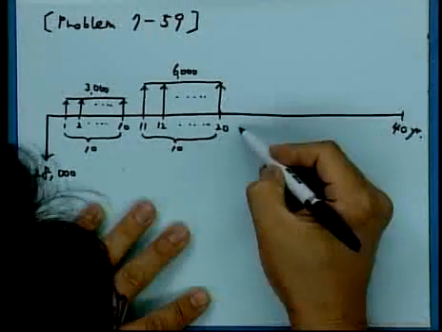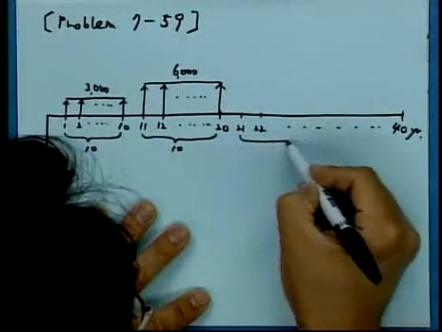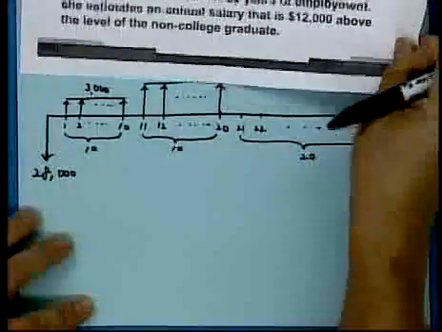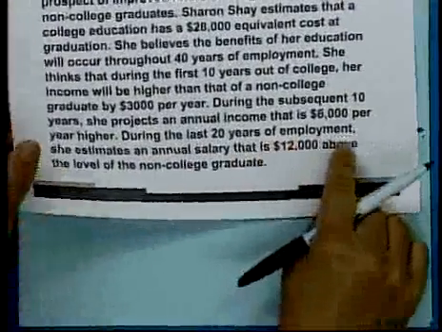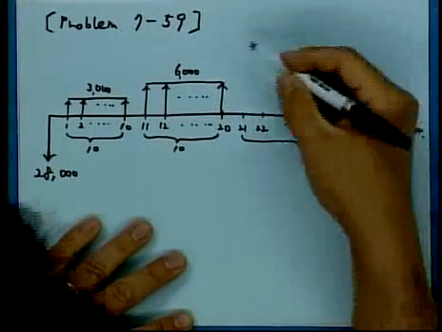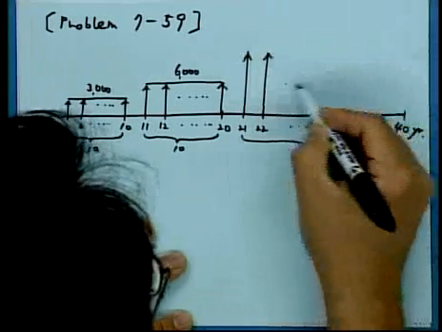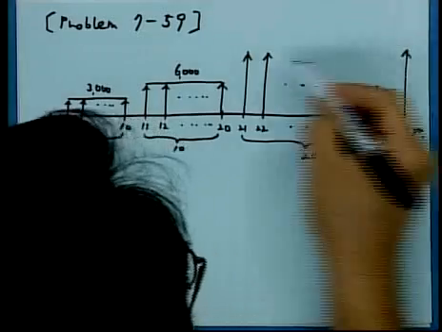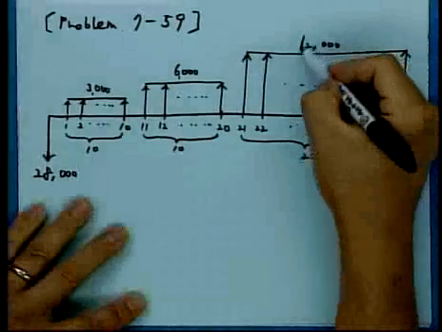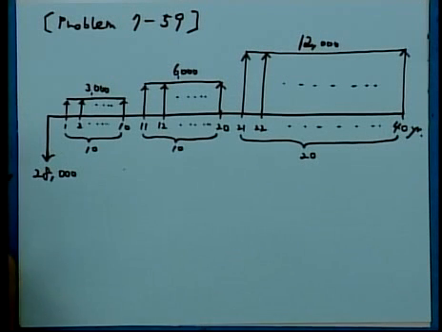So how many years left over? Starting from 21 through 40, we have 20 years, right? Okay. And according to the problem description, during the last 20 years of employment, she estimates an annual salary that is $12,000 above the level of the non-college graduate. So here we have $12,000. Okay, so that's it, right?